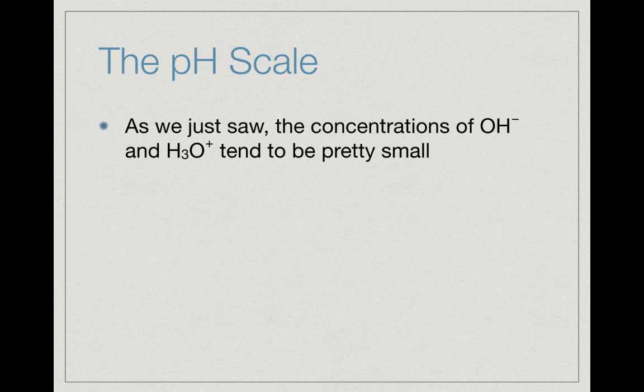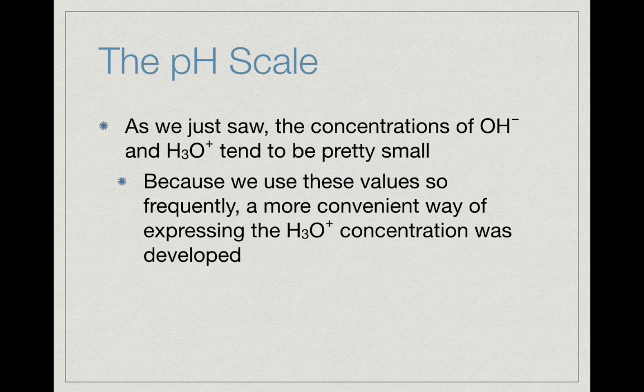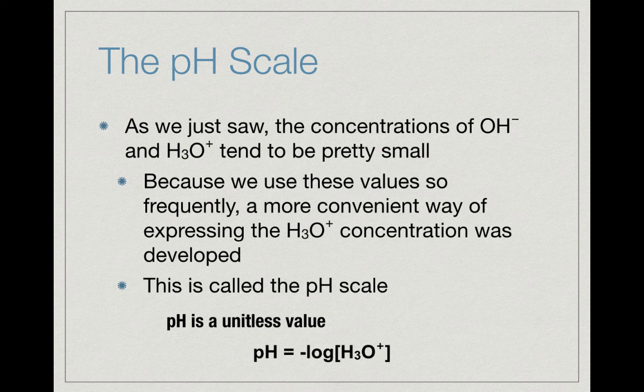Now we saw with those two concentrations in that problem that concentrations of hydroxide and hydronium in solutions do tend to be pretty small. Now because these values are used so frequently, a more convenient way of expressing either of those concentrations was developed. And for the hydronium concentration, it's called the pH scale. Now pH is actually a unitless value, and it has an equation. It says the pH is equal to the negative log of the hydronium ion concentration, so the negative log of H3O+.